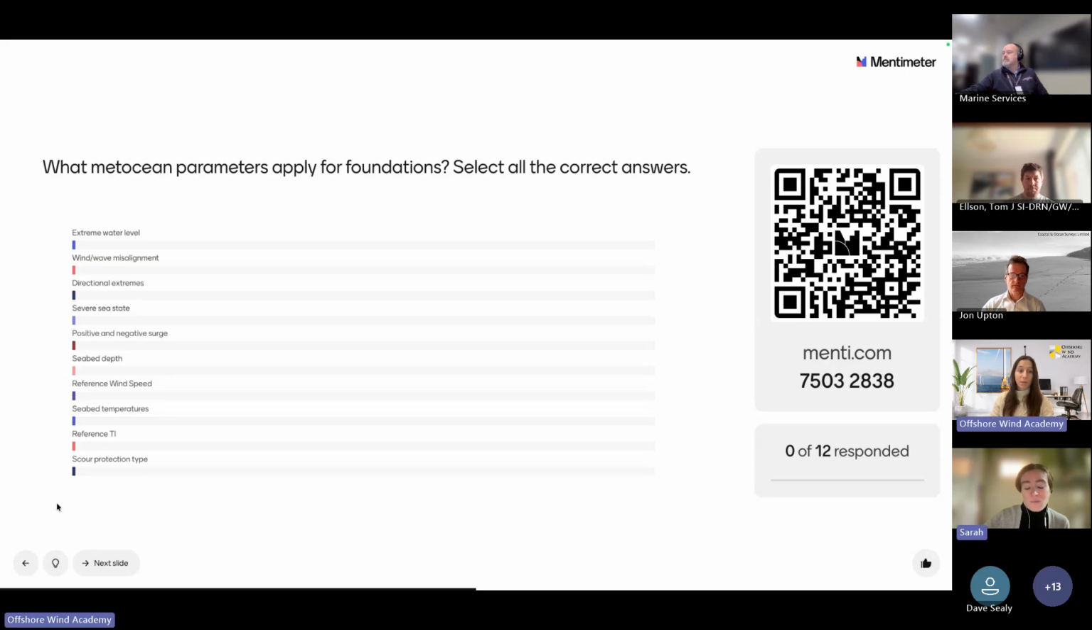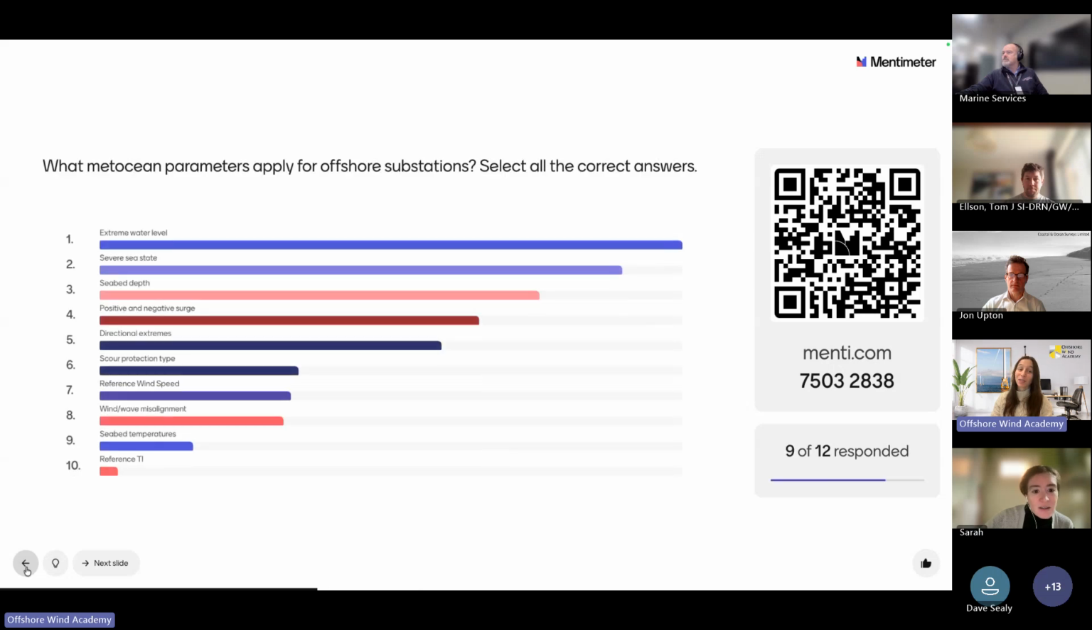Okay, so same question, right? But just for foundations. No, excuse me, I think the titles were flipped in this one. Did I just totally confuse everyone here? Can you go back for a second, Sarah? Yeah, so the last one was substations. Substations was what it said right at the top. Guys, I apologize. Did I mention I just got over the flu? So just pretend all that was for foundations.